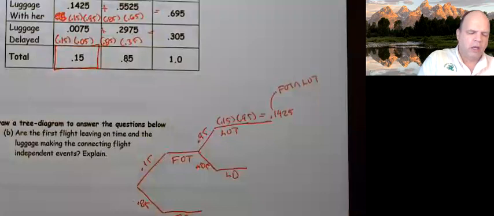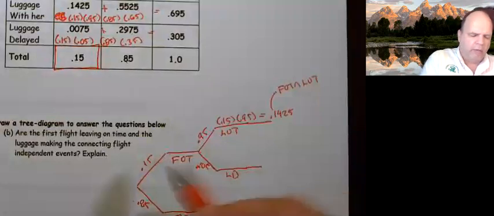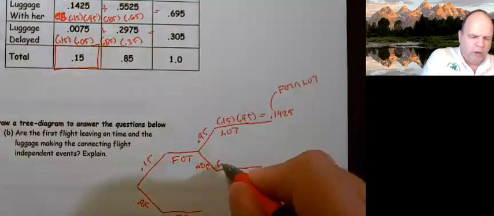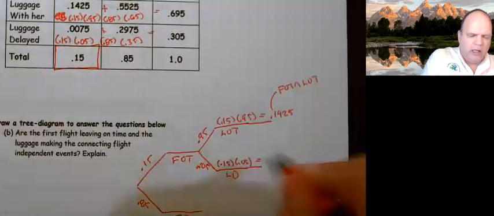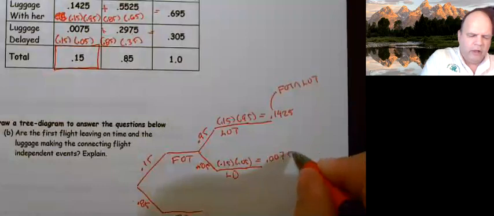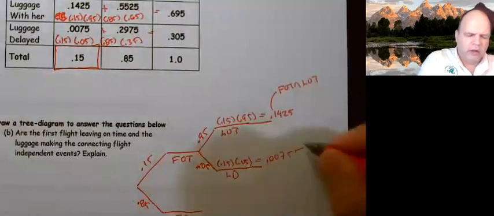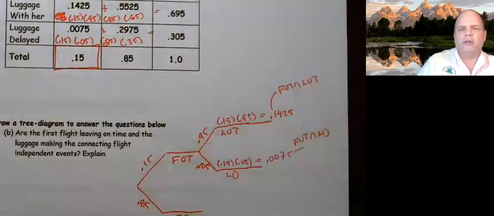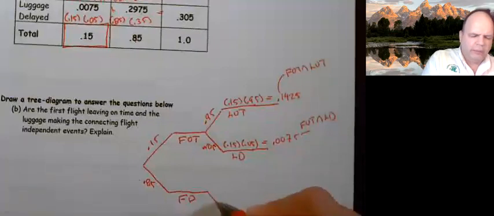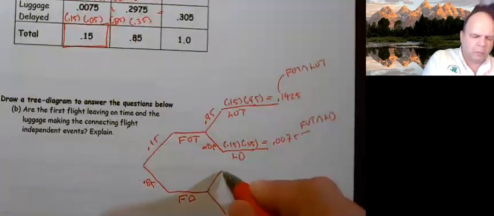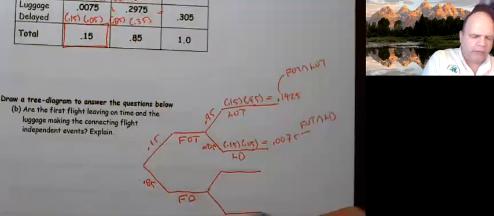Okay. Here, multiplying what we have, 0.15 times 0.05, and that equals 0.0075. And this is the flight's on time and the luggage is delayed. Okay, got to your destination on time, but you didn't have your luggage. The next one. Hope I left myself enough room.